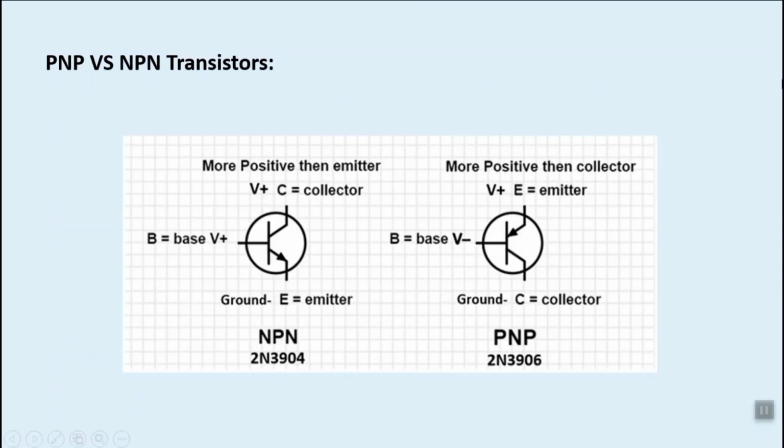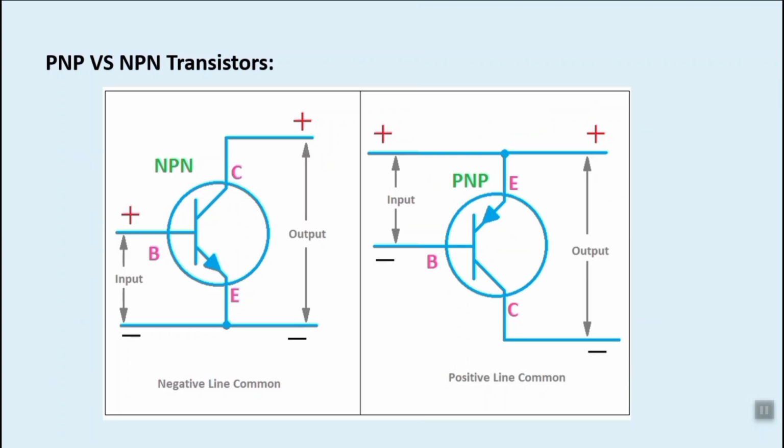In an NPN transistor, the majority of charge carriers are electrons, negative charges which flow from the emitter to the collector, while in contrast, in a PNP transistor, the majority of charge carriers are holes, positive charges which flow from the emitter to the collector. In terms of how they are used in circuits, NPN transistors are generally more commonly used than PNP transistors because they are easier to manufacture and have higher current gain.